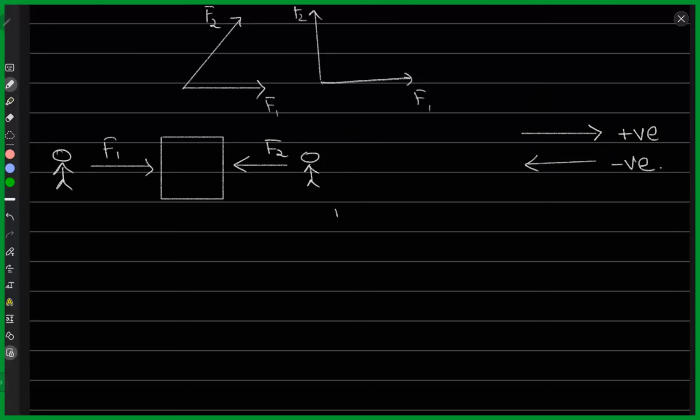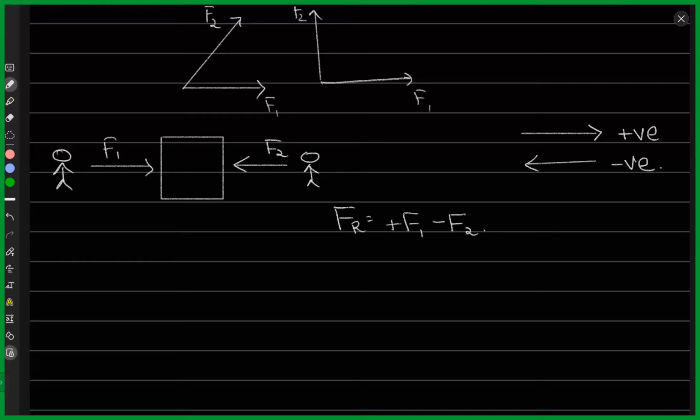Then the resultant force would be, because F1 is to the right, plus F1, and F2 is to the left, so I'll put minus F2. So that's the resultant force that the block will experience. Is this point clear?